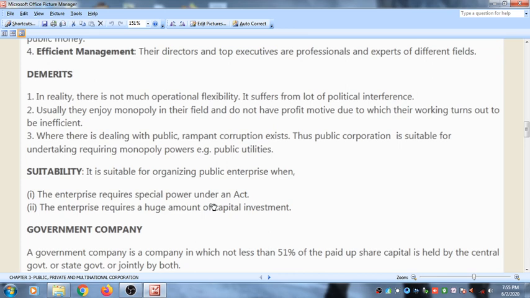The second is the enterprise requires a huge amount of capital investment. So when a huge amount of capital investment is required, the private people don't invest. In that case, statutory corporation is the best way for the government to run the organization.